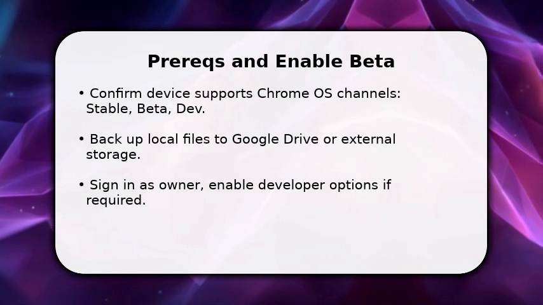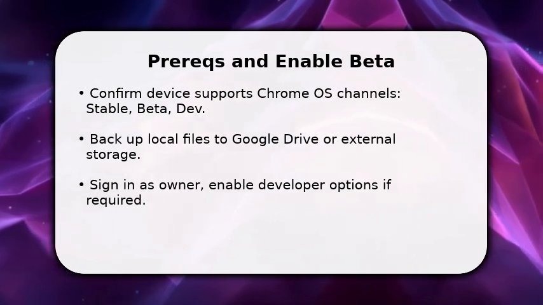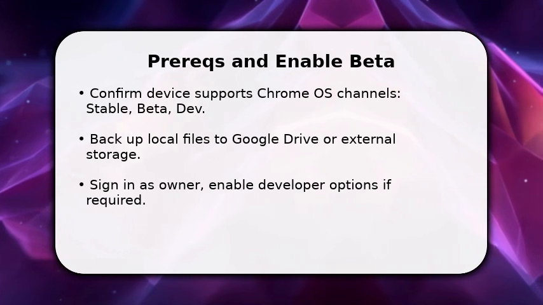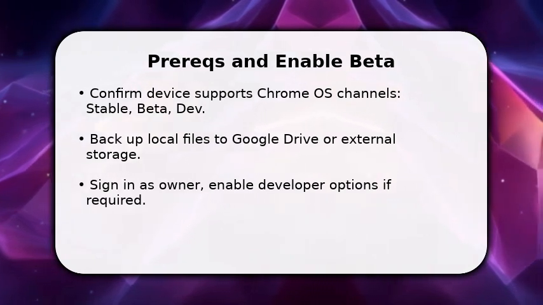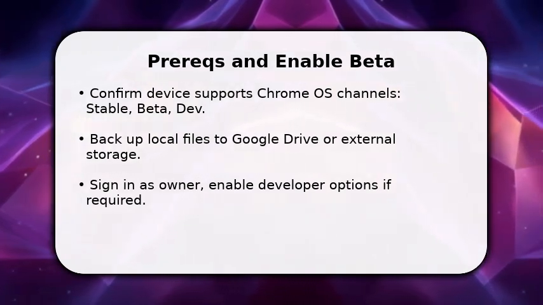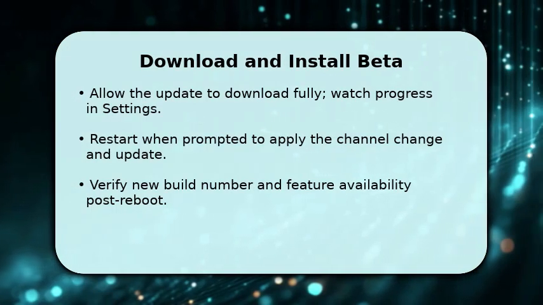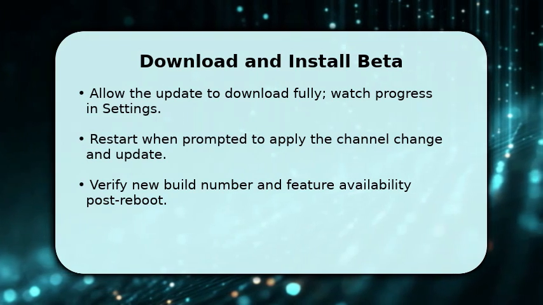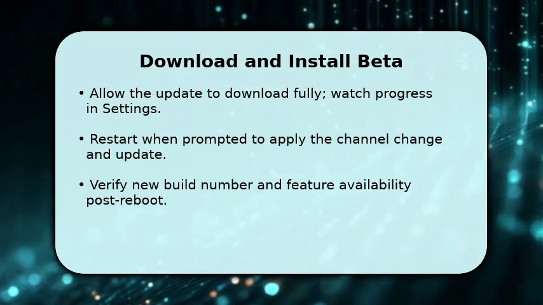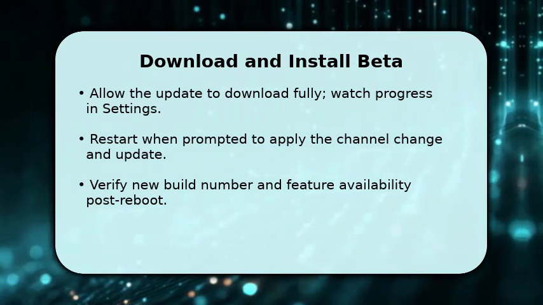Choose Beta. This step initiates a download. It prepares your device for newer features while keeping reasonable stability compared to dev. Make sure to stay plugged in during the update. You'll see the beta build download automatically after selecting the channel. Be patient, larger updates can take 10-30 minutes depending on bandwidth.